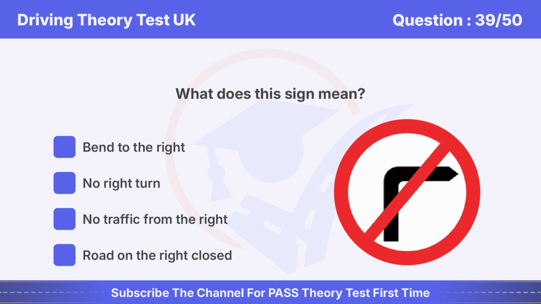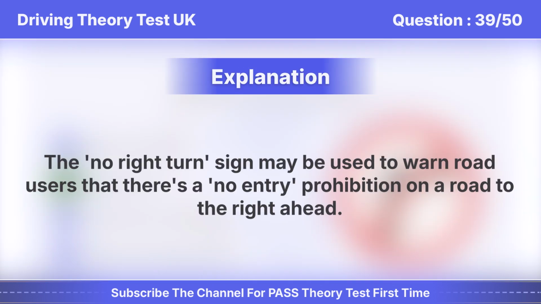Question 39. What does this sign mean? Answer is B. No right turn. The no right turn sign may be used to warn road users that there's a no entry prohibition on a road to the right ahead.